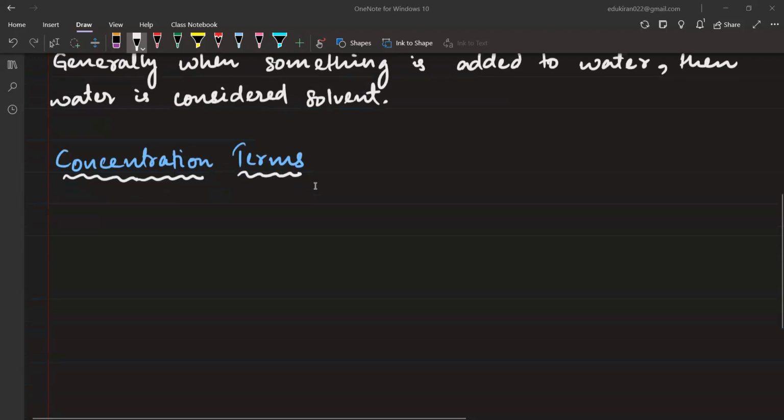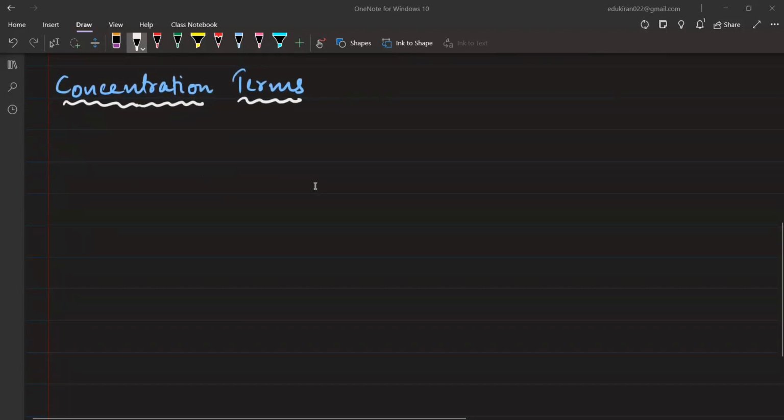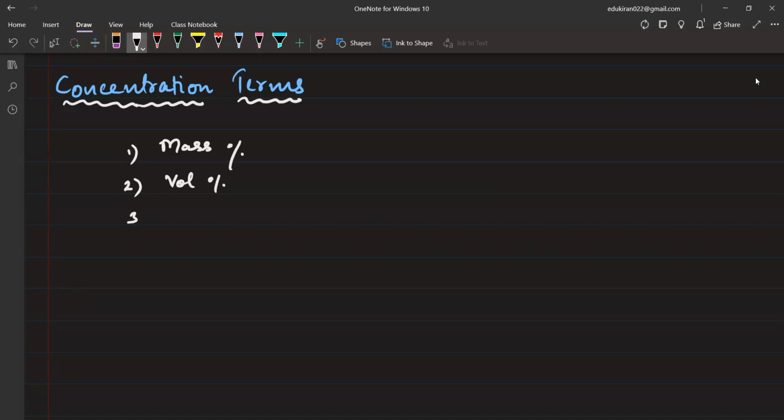Now the concentration terms that we have to study exactly are: number one, mass percentage. Secondly, we can study volume percentage. Thirdly, we can study mass by volume percentage. Fourth, we can study parts per million.